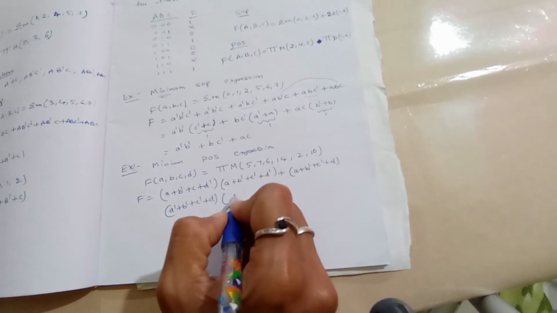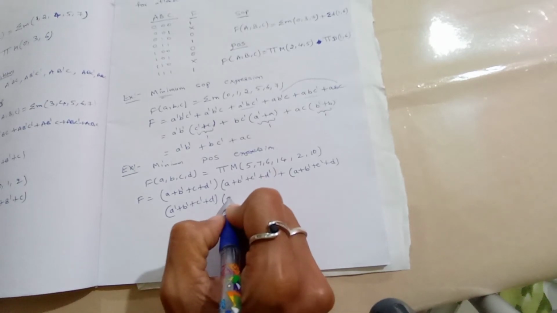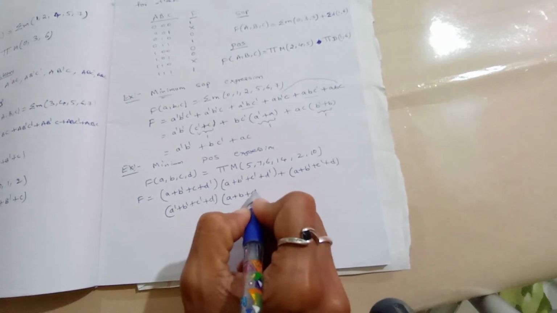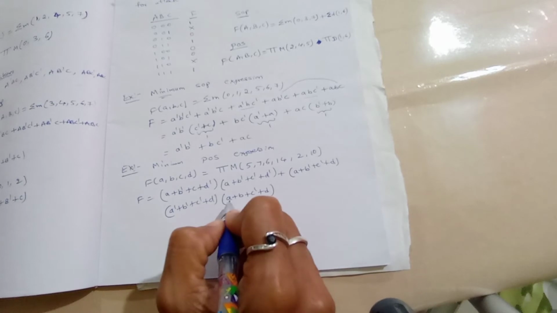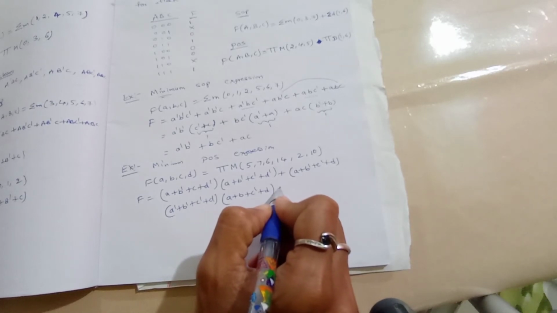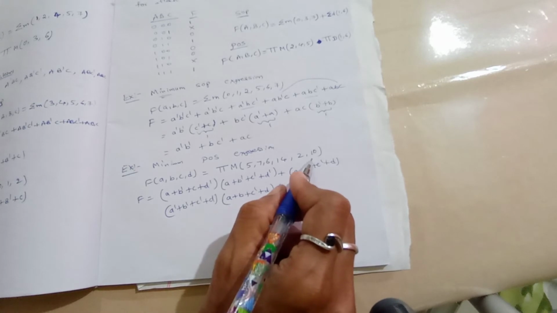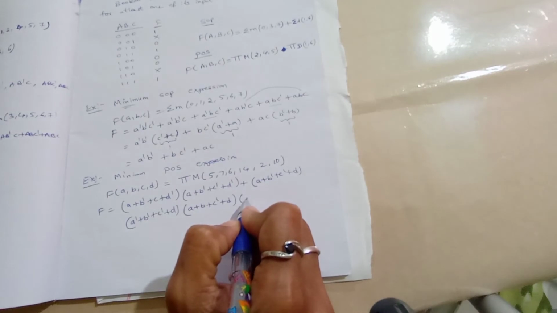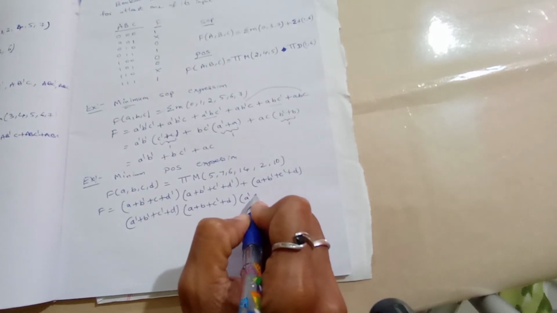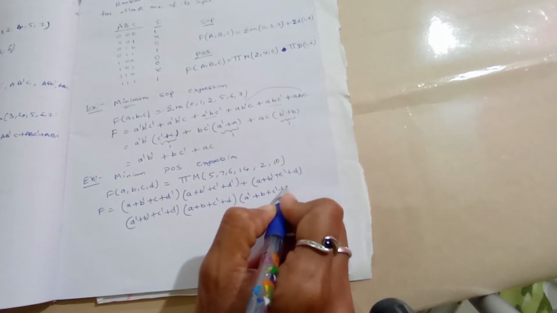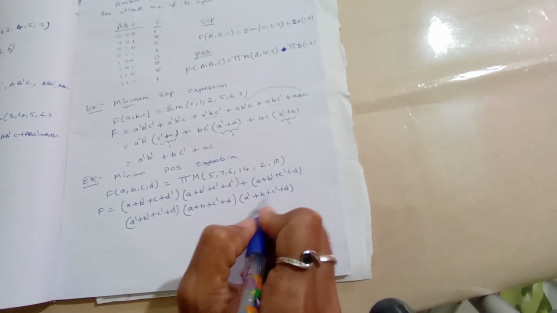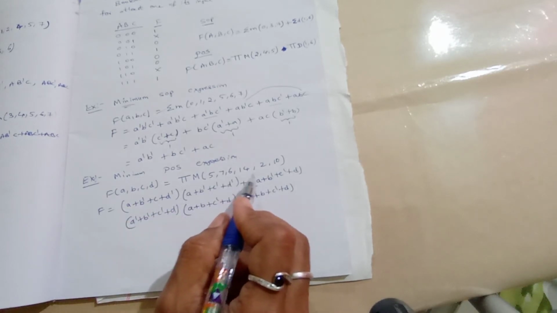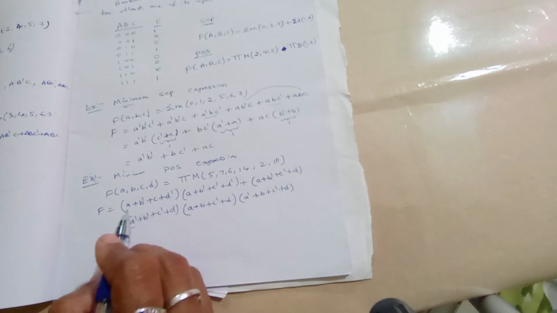Next 2. 2 means 0 0 1 0, so A plus B plus C bar plus D. And 10 means 1 0 1 0, where 1 is represented as A bar: A bar plus B plus C bar plus D. This is how to write the POS expression for a given function. This is the given function.